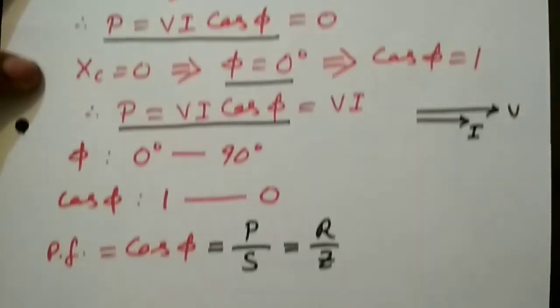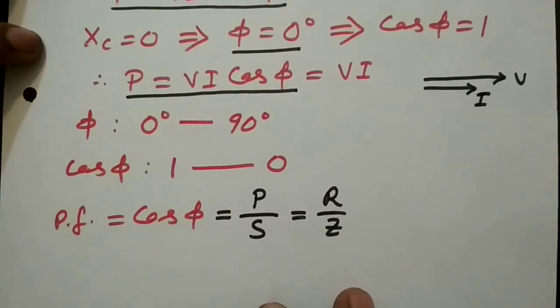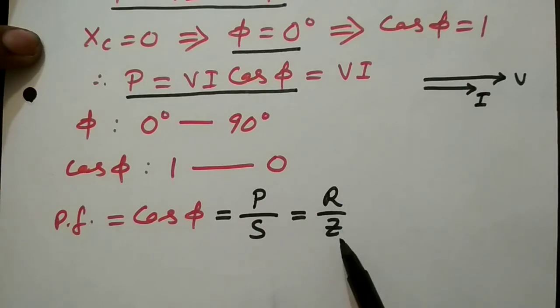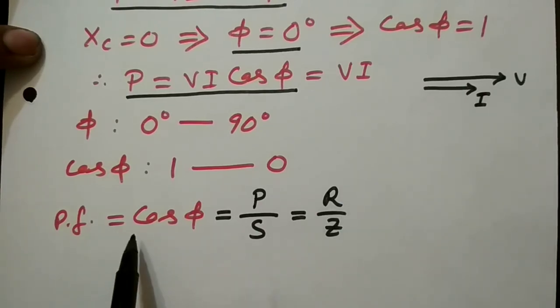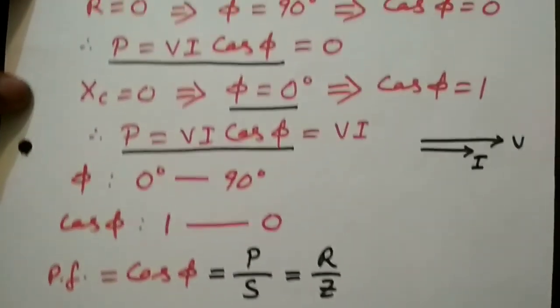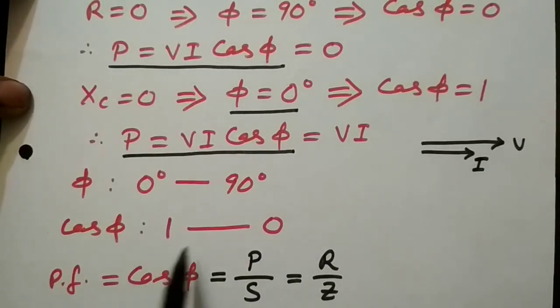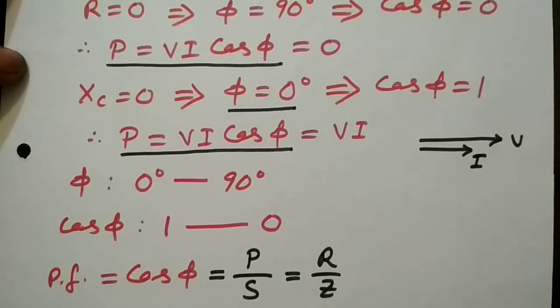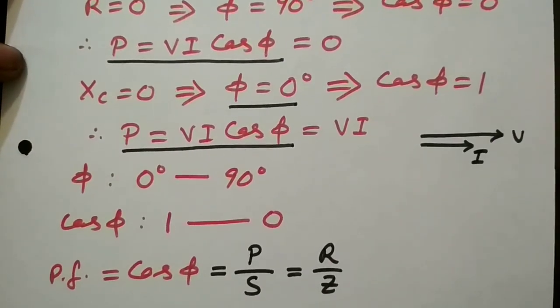Therefore, the power factor is defined as the ratio of active power to apparent power, or the ratio of resistance to impedance, or it can also be written as the cosine of the angle between voltage and current. The power factor range is from 0 to 1, or we can say from 1 to 0. The power factor indicates how much power can be utilized in an electrical circuit.